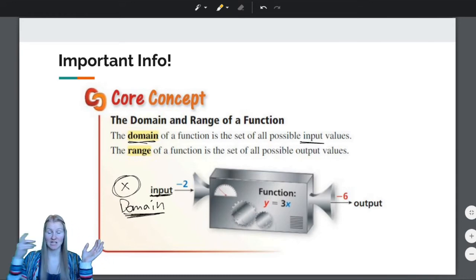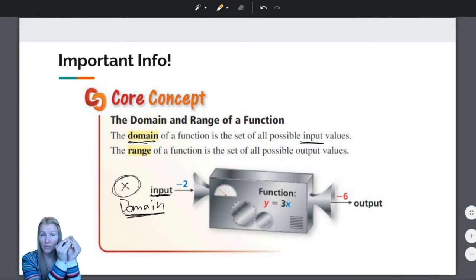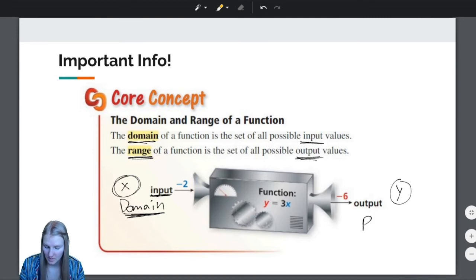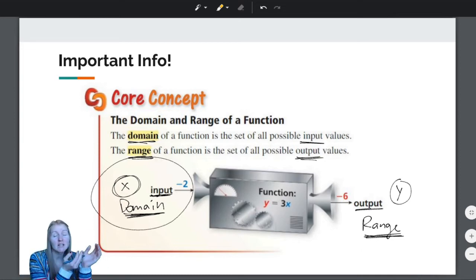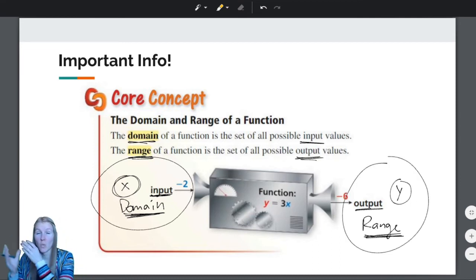So x, input, and domain should all be right next to each other in your brain. The range of a function is the set of the output values. So the output values, or my y values, make up my range. So domain, input, x should all be right next to each other in your brain, and output, y values, range should all be next to each other in your brain.